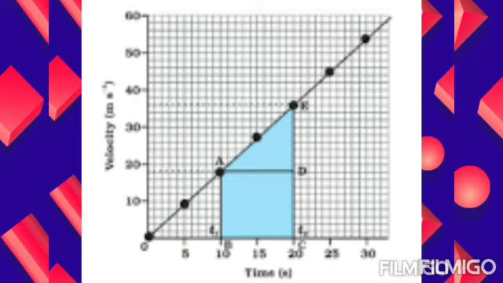Look at this graph. This is a velocity time graph for uniform acceleration. Acceleration, as all of you know, is the rate of change of velocity. For uniform motion, you will get a straight line. Here the graph is drawn with a rectangle as well as a triangle. So here we will use two formulas.